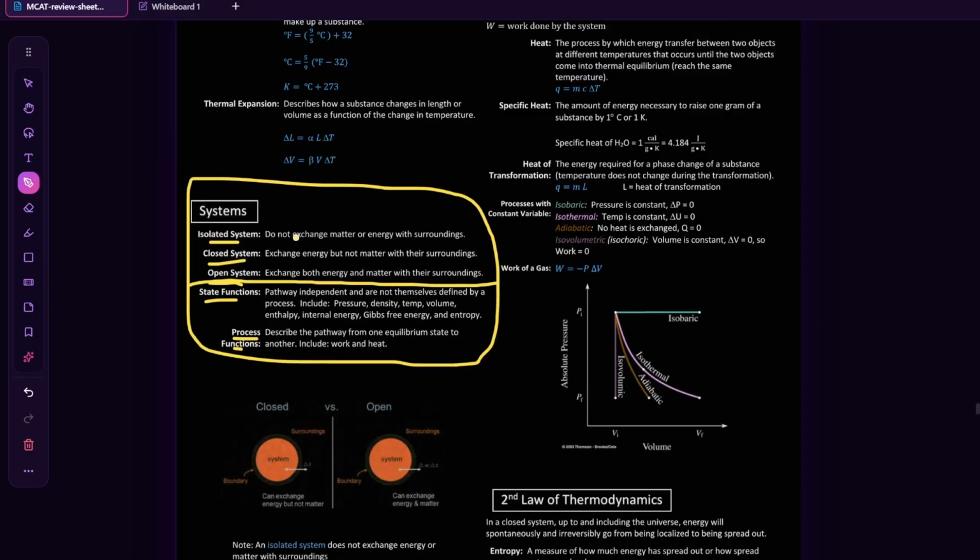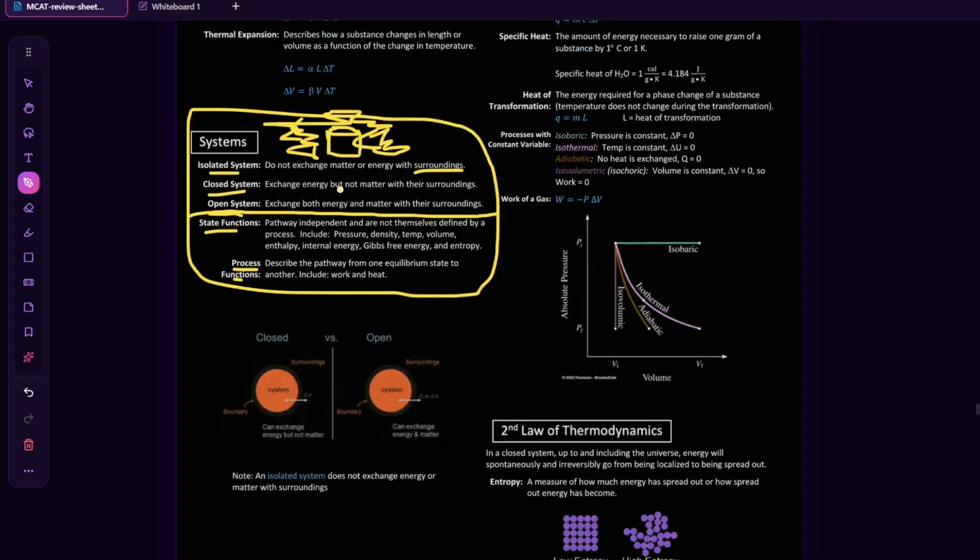Isolated systems do not exchange matter or energy with their surroundings. A system is anything you're observing. So this is your system, for example, and the environment, or your surroundings, is anything around it. Closed systems exchange energy but not matter with their surroundings. Open systems exchange both energy and matter with their surroundings.